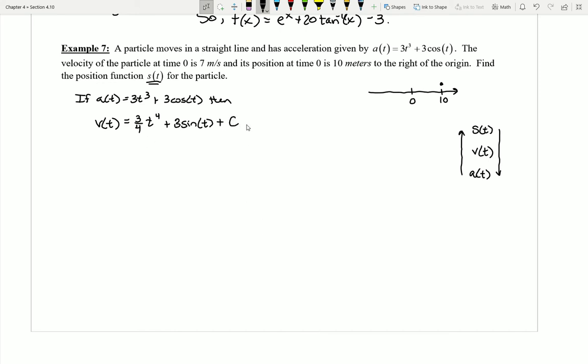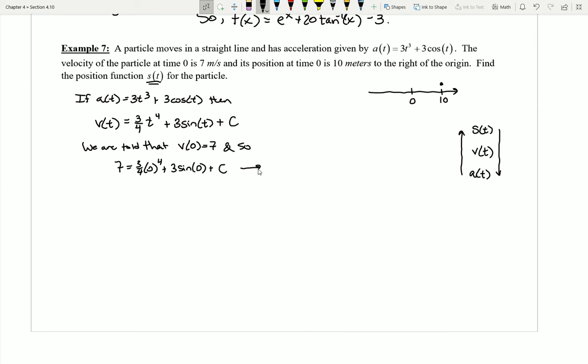Now, before I do an antiderivative of this, it might be helpful to see if I can figure out what this final value is for that constant. So I'll note the following. We are told that at time 0, my velocity is actually 7. And so, if I was to go ahead and try to work with this, that would mean that I should get an answer of 7 whenever I plug in my value here of 0.